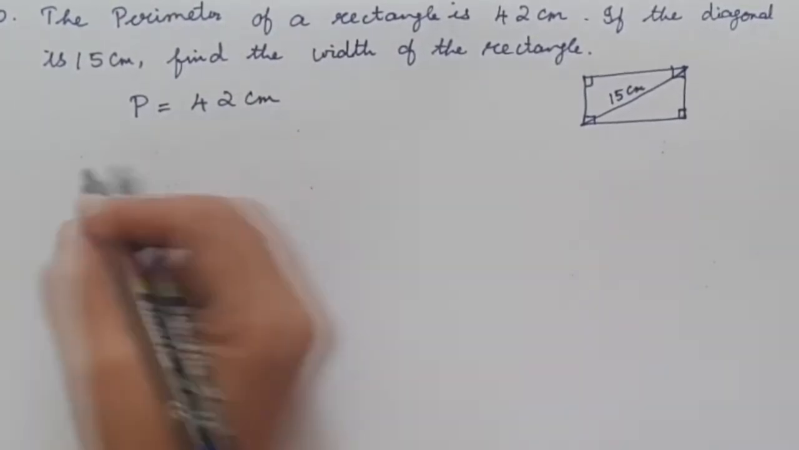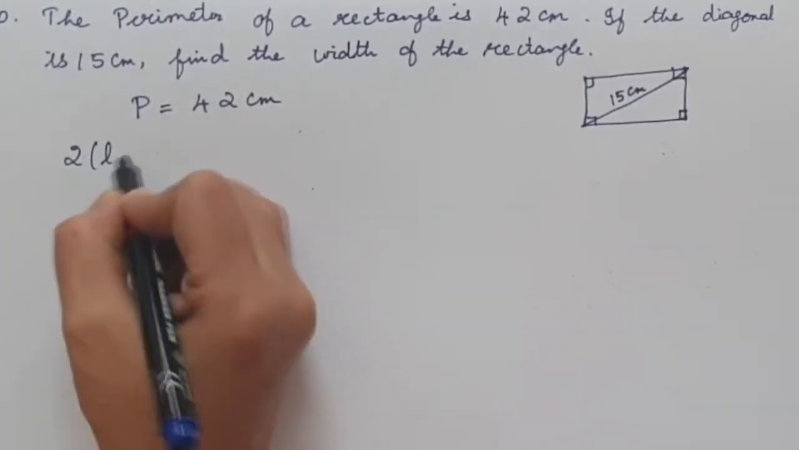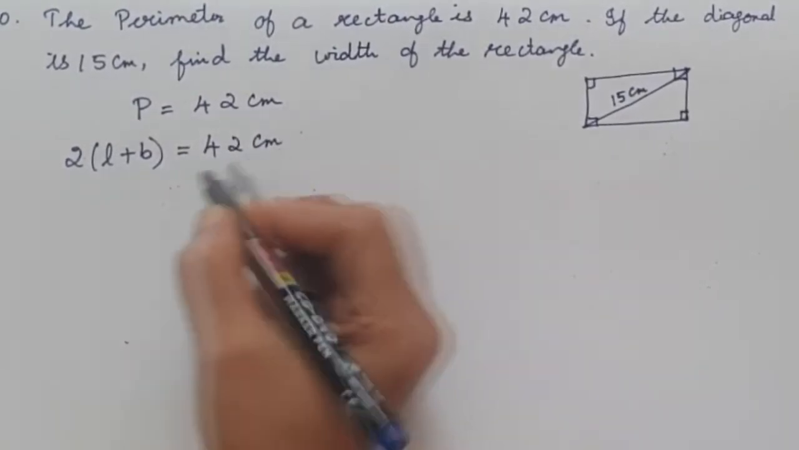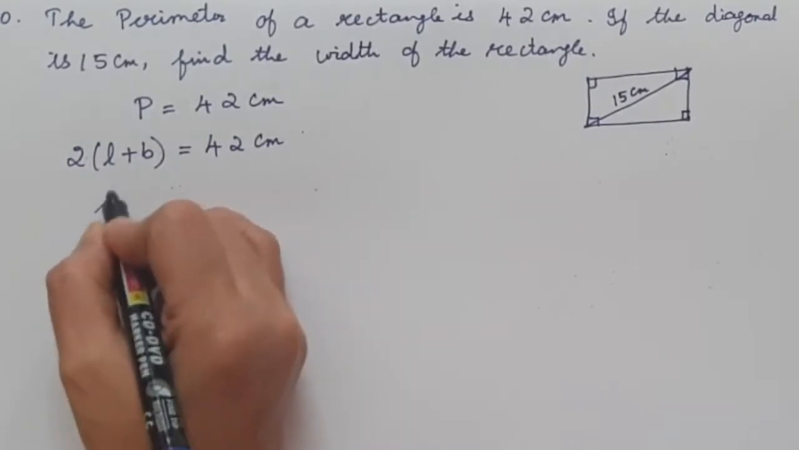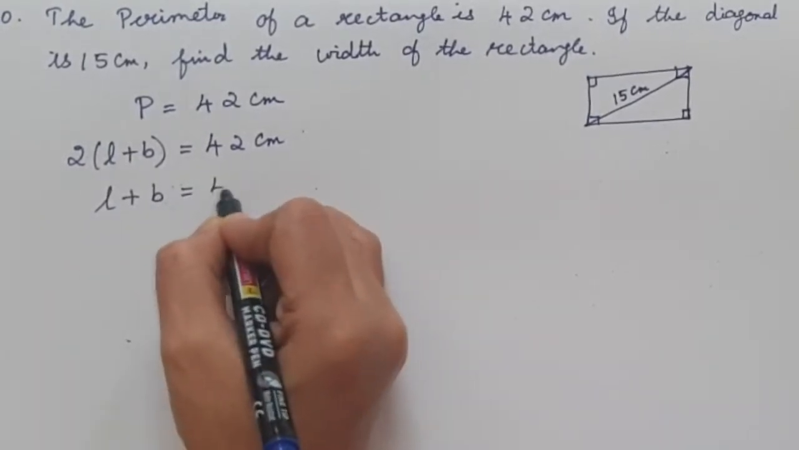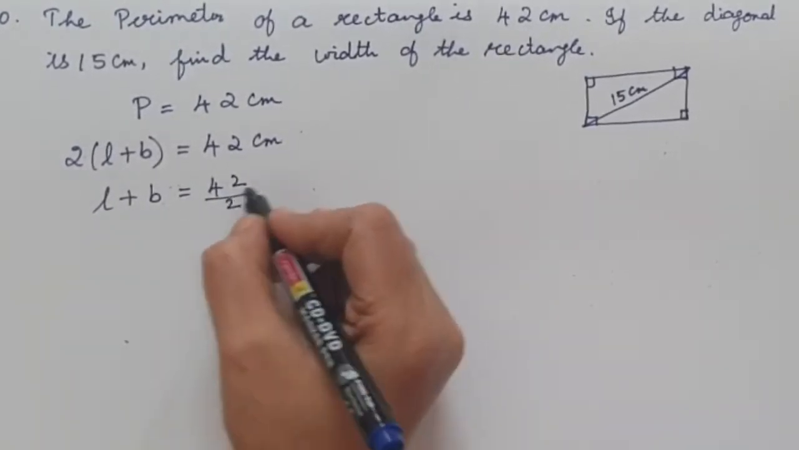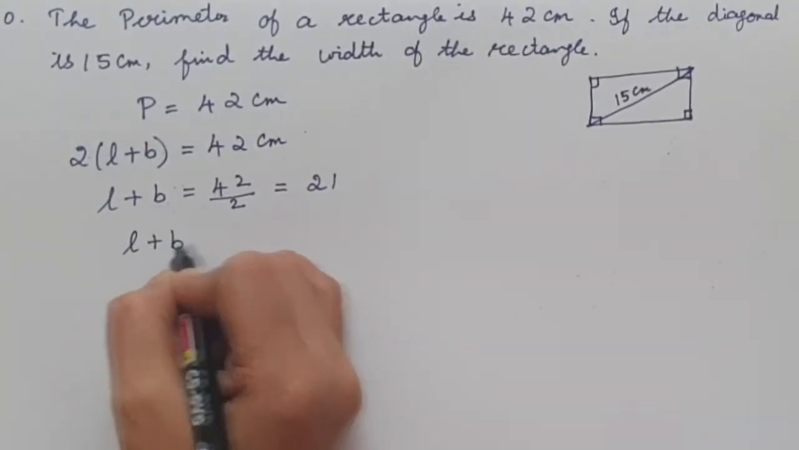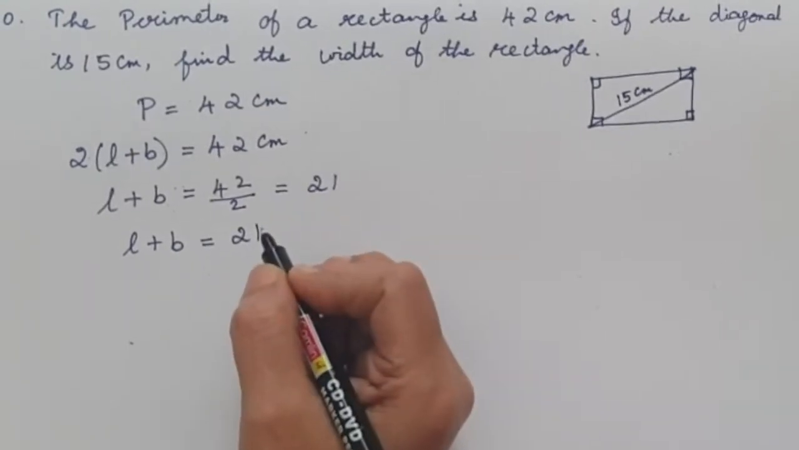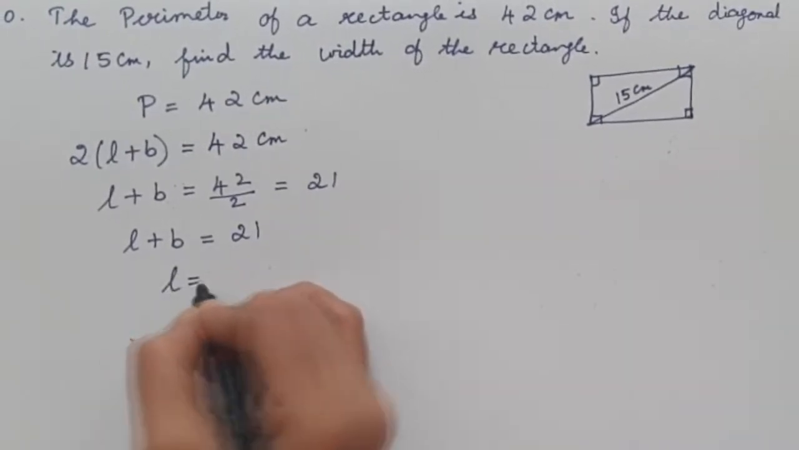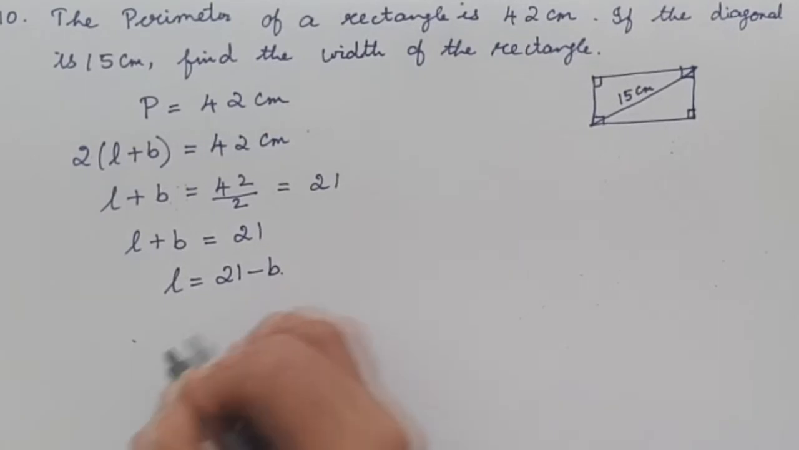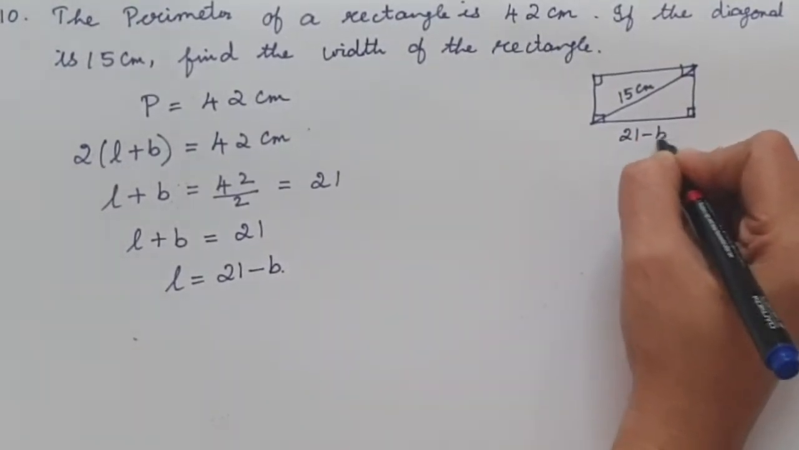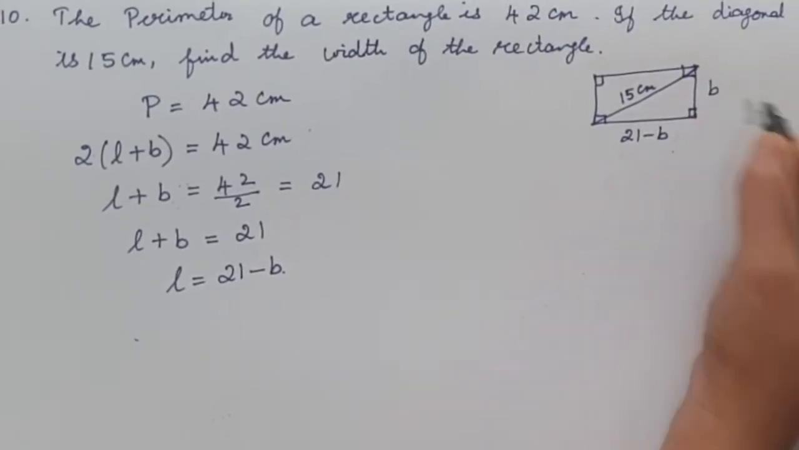And the formula for the perimeter of the rectangle is 2(L plus B). That will be equal to 42 centimeters. Now, when we divide it, L plus B will be equal to 42 divided by 2. That will be equal to 21. So, our length and breadth together, when you add, is equal to 21. So, our length will be equal to 21 minus the breadth. So, this is the length. Length will be 21 minus the breadth, and this will be the breadth.